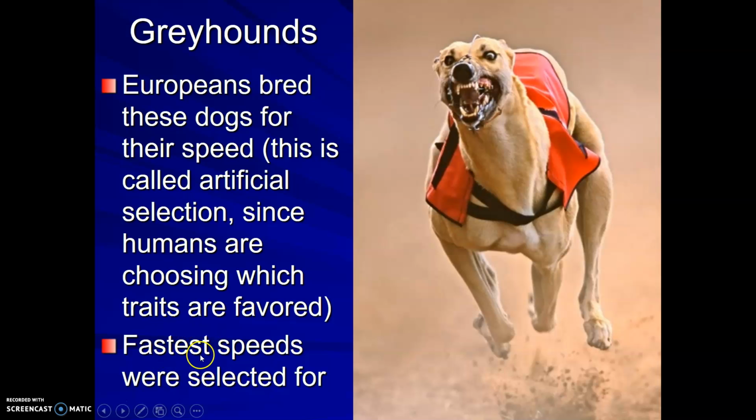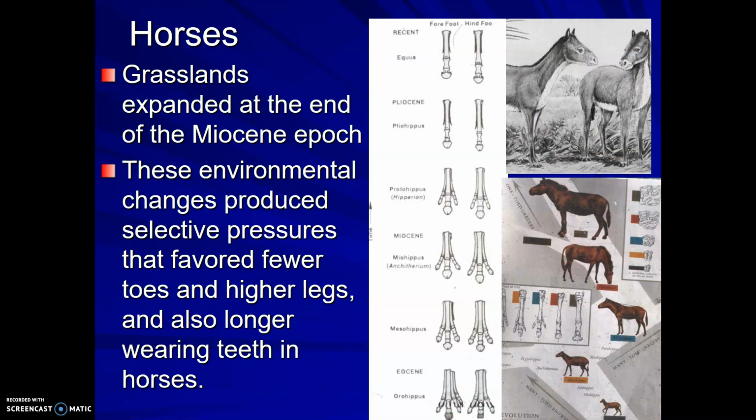So obviously they're going to choose the greyhounds that are the fastest, and they keep breeding them and breeding them until they have really fast greyhounds. So that's one extreme. This next one, I bet you guys didn't know. This one always blows everyone's mind.